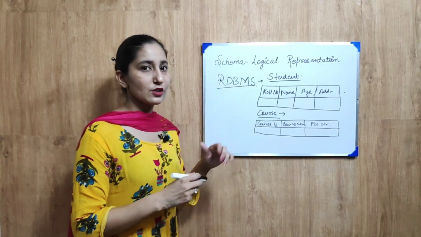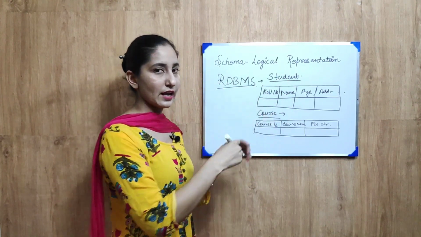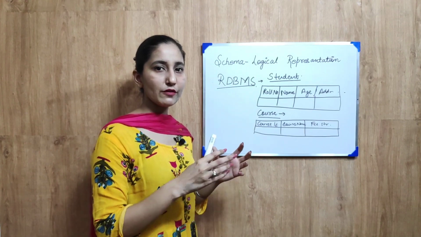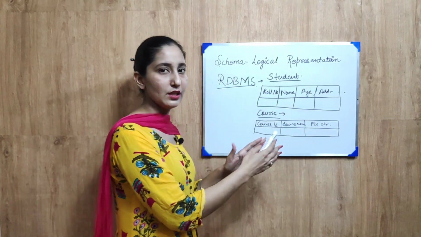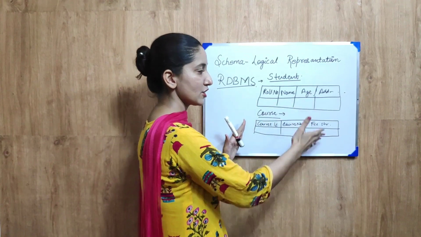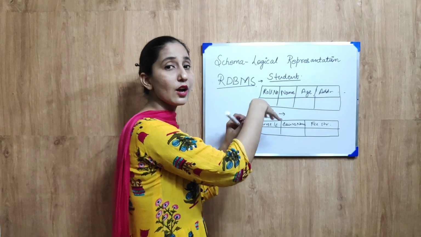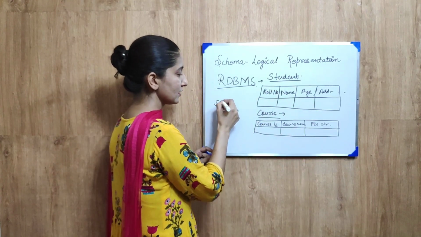Now let's talk about the implementation of this schema. You can take any entity like student or course, or any real world object that you can define with multiple attributes, and define it in the structure of a table with multiple pieces of information. This is the logical representation. How can we implement it? Using SQL we can implement this.